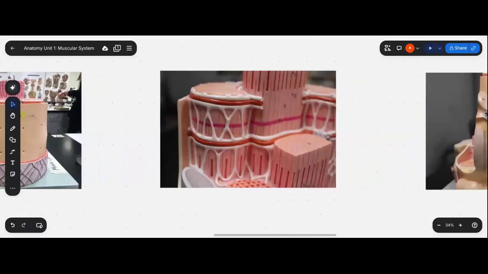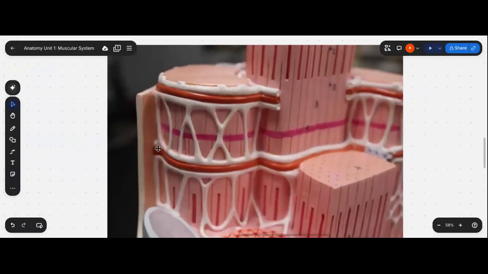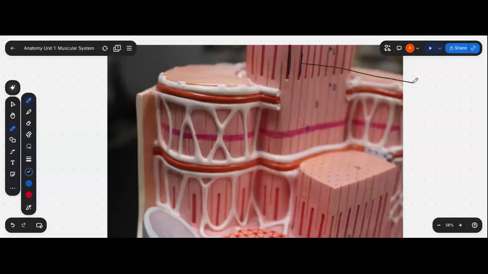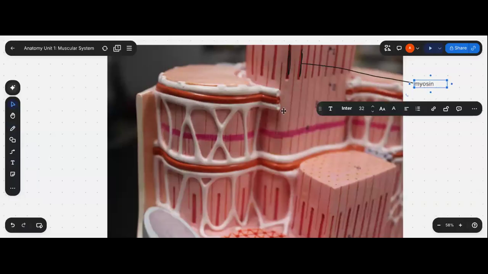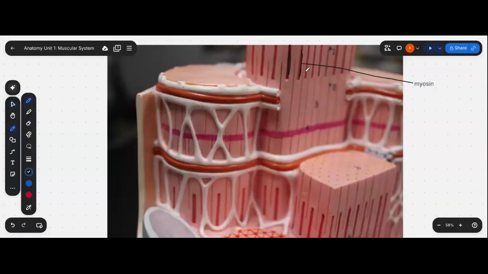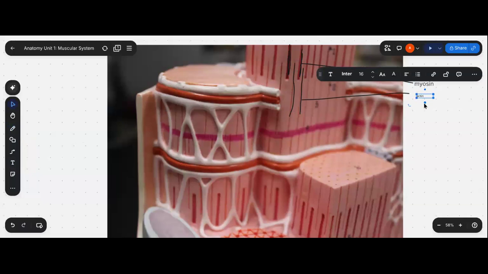I'm going to go on this zoomed in version so that it's easier to see. First, you have your myosin and actin. Myosin is going to be these thick vertical lines that you see running along the top over here. Again, that is myosin. And then the thin lines that are in between the thicker ones, that is going to be your actin. So over here is one actin, there's another actin, and these kind of just alternate and go hand in hand.